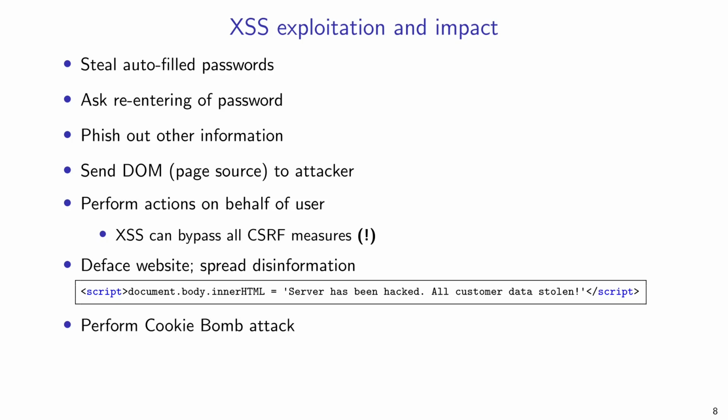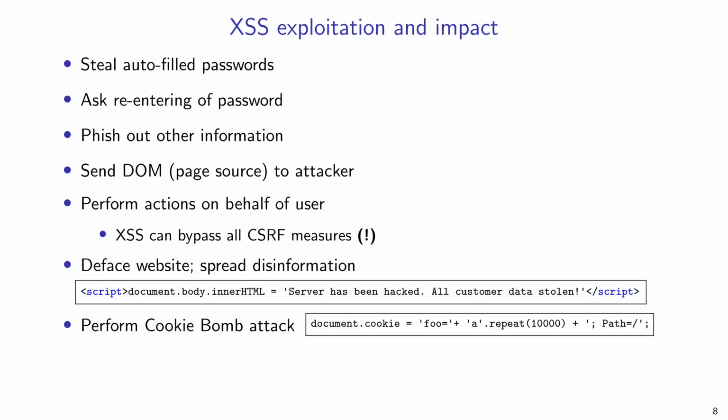Performing the cookie bomb attack is an interesting one. Here the idea is to set a very big cookie via JavaScript. This will cause a denial of service condition when the user's browser makes future requests to the website. The reason is that web servers enforce a limit on the size of HTTP request headers. For most modern web servers, this limit is 8 kilobytes. So when a server receives a cookie header that is larger than 8 kilobytes, this server will return an error.